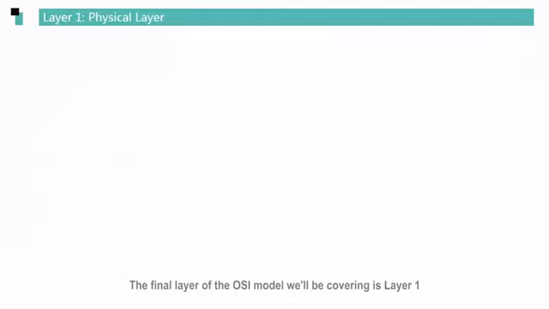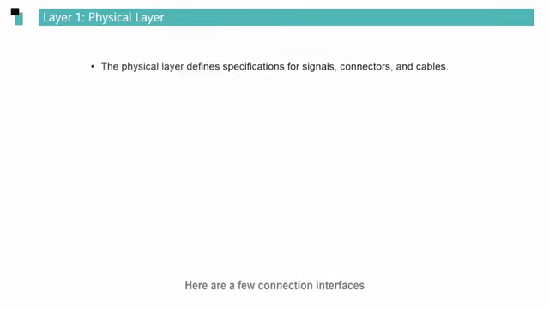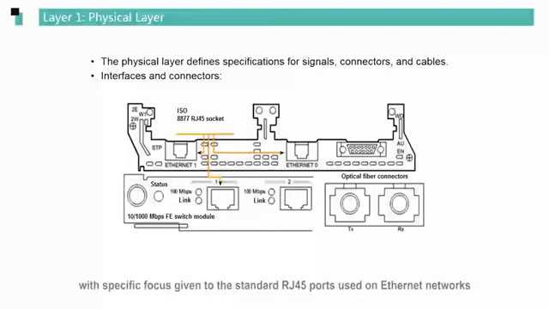The final layer of the OSI model we'll be covering is Layer 1, the physical layer. This layer is typified by physical media such as cables and interfaces, and is responsible for the transfer of each individual bit from hop to hop. Here are a few connection interfaces, with specific focus given to the standard RJ45 ports used on Ethernet networks.